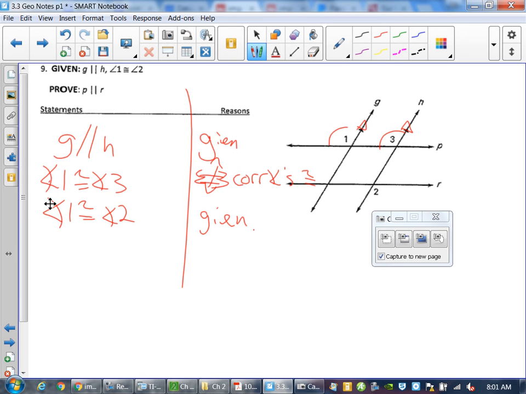1 equals 3, 1 equals 2. What do you say? Substitution. 3 is 2. Very good. What do you got? Then we're going to put both givens together. If you guys put both givens together, it's perfectly fine also.